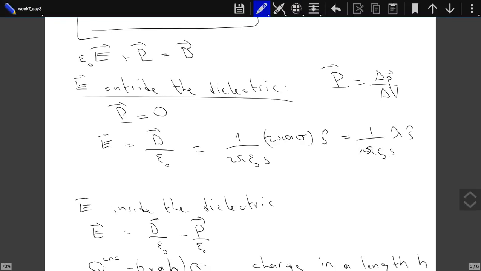Now, before, when we studied the electric field of an infinite straight wire with linear charge density lambda, this is the expression we obtained. So that's why I multiplied and divided by these 2 pi a.